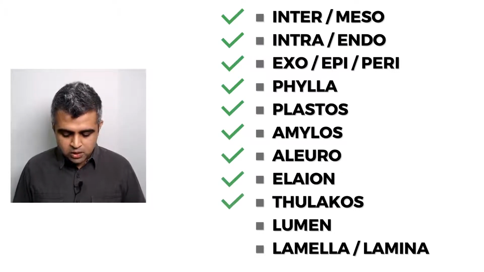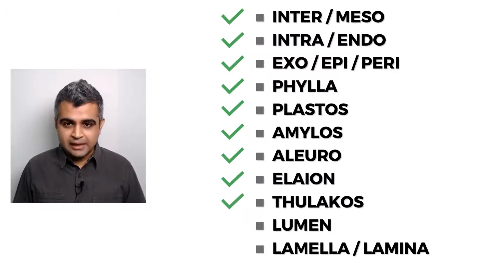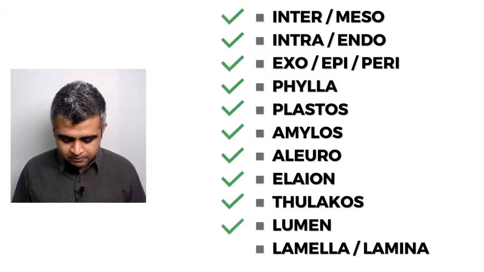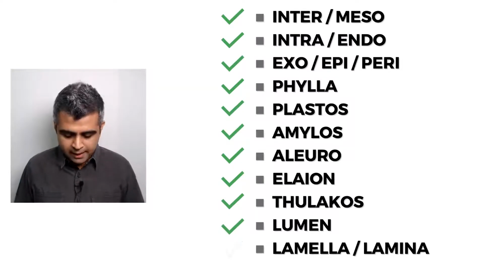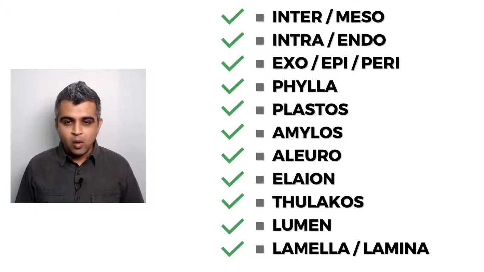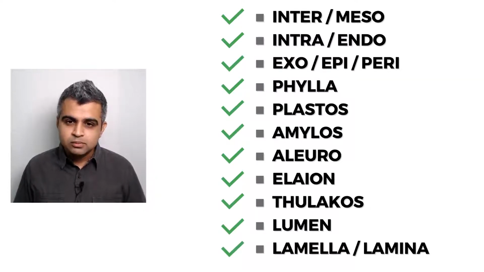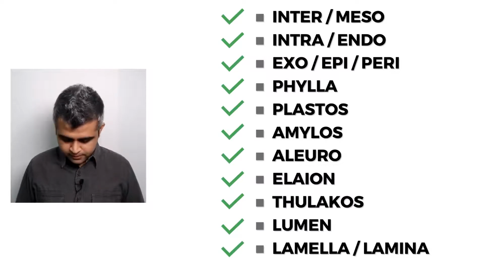You have thulakos, which means pouch like structures. The cavity or the space inside anything here can be called a lumen. And finally, you have thin membranes or sheets which are called lamella or lamina. So are all these words clear to you? Excellent.